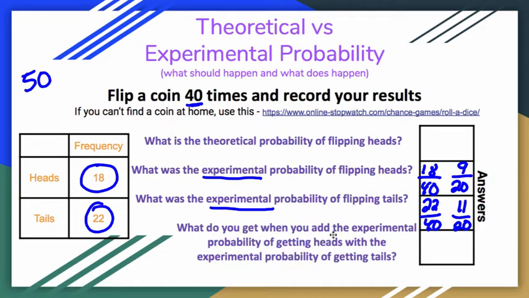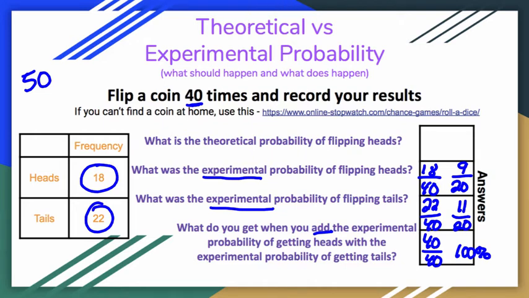And then it said, what would you get when you add the experimental probability of heads with tails? So if I were to add 18 40ths and 22 40ths, I would get 40 40ths, which is 100%, which makes sense. There's really only two different possibilities in there, either a heads or a tails, so they should add up to be 100%, because they are all of the different possibilities you could have.